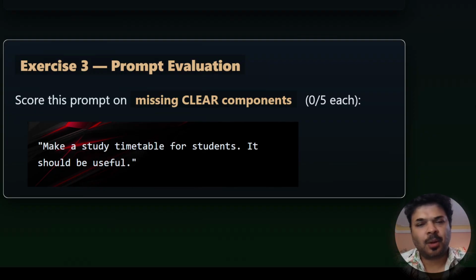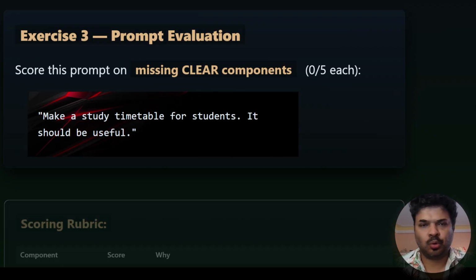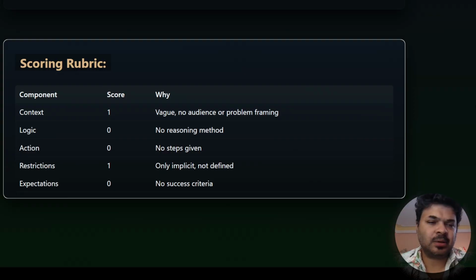Next exercise, prompt evaluation. Score this prompt on missing CLEAR components, 0 to 5 marks each. "Make a study timetable for students." So you know the intended recipient, it should be useful, but it's very vague, so you have to make it clearer. Scoring rubric: context scores 1, because it's vague, with no audience or problem framing. Logic is 0 because there is no reasoning method. Action, no steps given, gets a 0. Restrictions are only implicit, not defined, so you just get 1, it's not 0. Expectation, no success criteria, hence it gets a 0 score there.